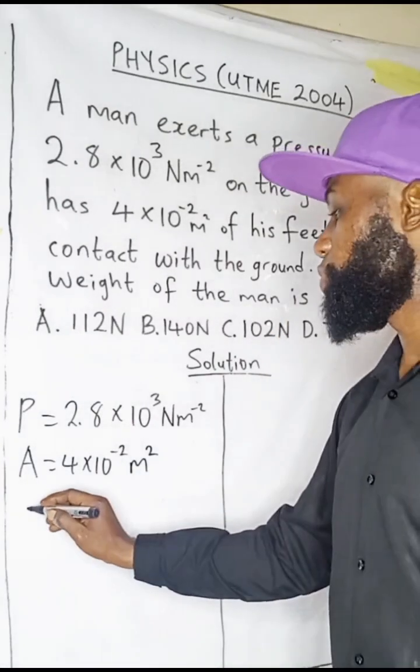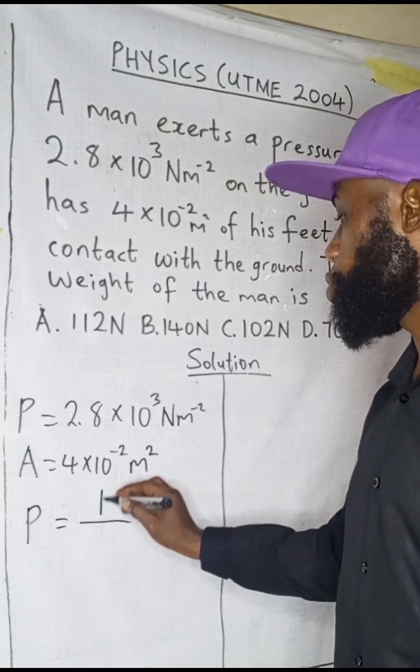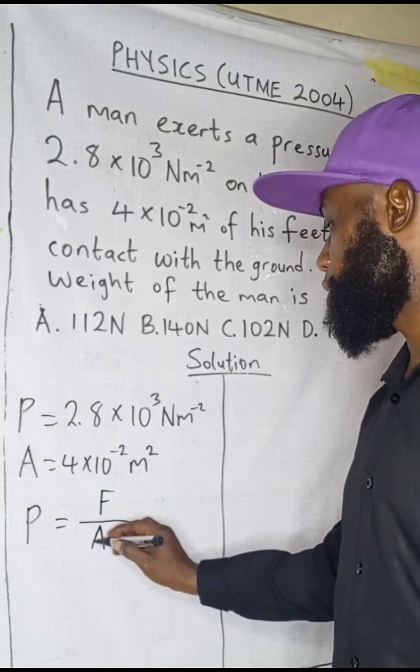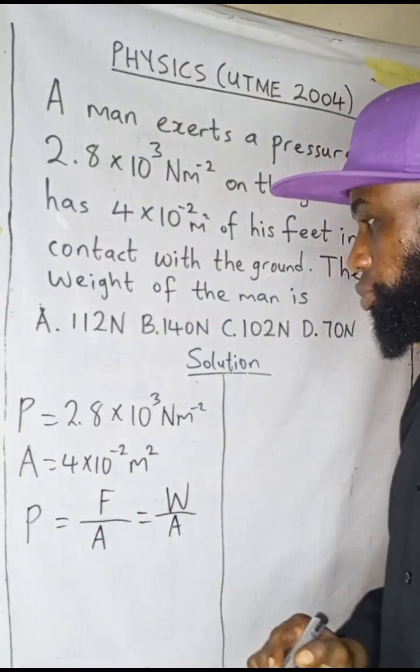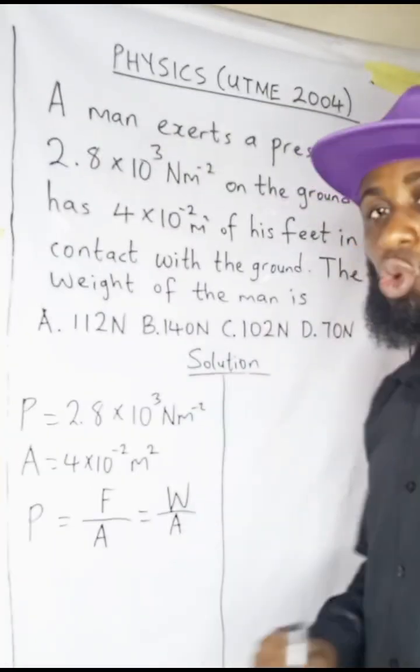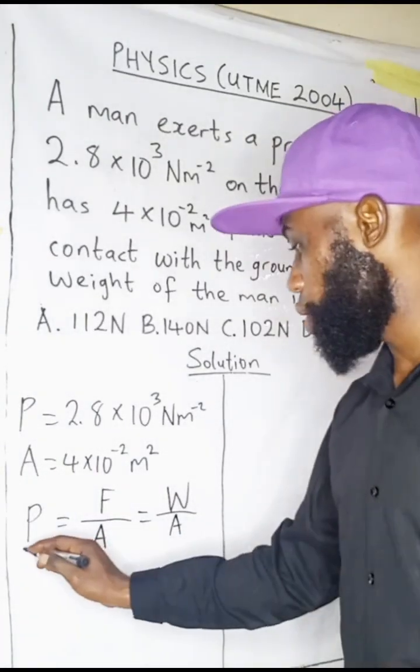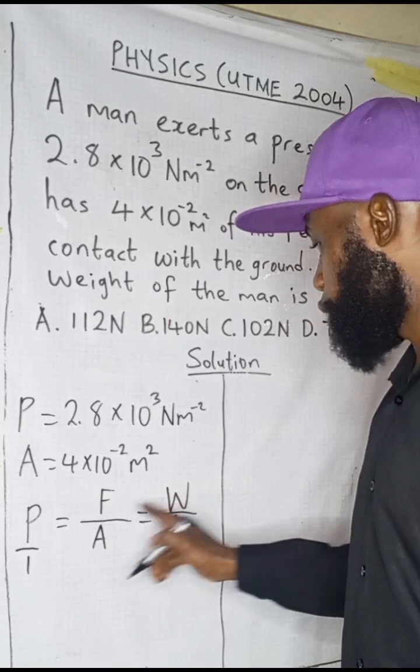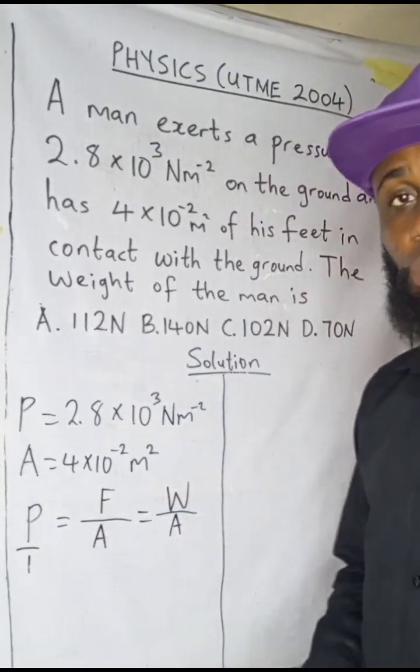So one thing we need is the formula that pressure is equal to force over area, which we can also call weight over area. We know the pressure, we know the area, we have to find the weight. So if you cross multiply, what do we have? We can call this P over 1. Then cross multiply, you have weight is equal to pressure times area.